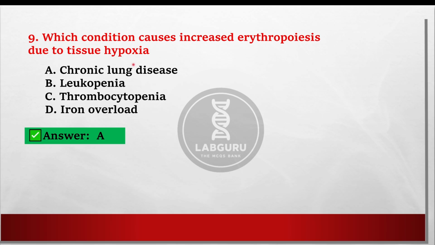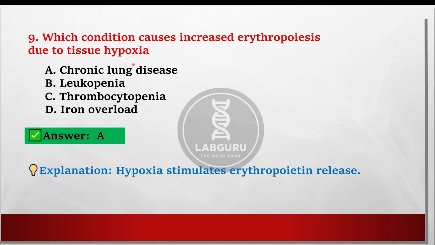Okay, so as we know, due to the low oxygen level, our kidney is stimulated to produce more erythropoietin hormone, and erythropoietin will cause an increase in, or catalyze, the process of erythropoiesis.